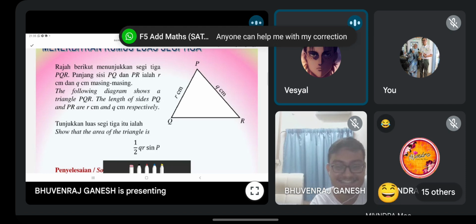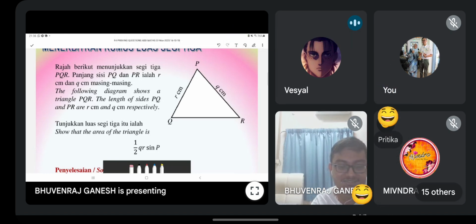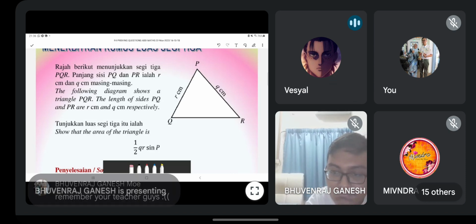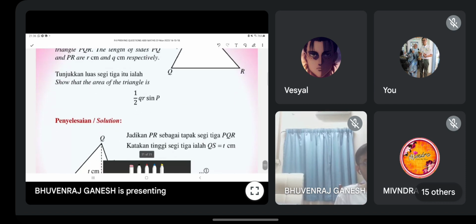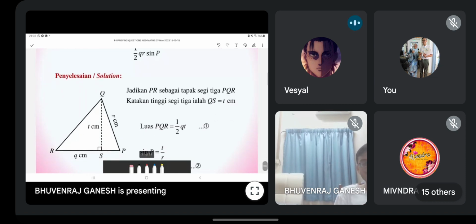We have sides R and Q. Now we want to find the area of the triangle. So it's given that 1 over 2 QR sine P. So let's just do the same thing as just now. So we will make the right angle triangle, two right angle triangles. So we have RQS and PQS. Can you scroll down, Bowen? Thank you. So we have two right angle triangles.